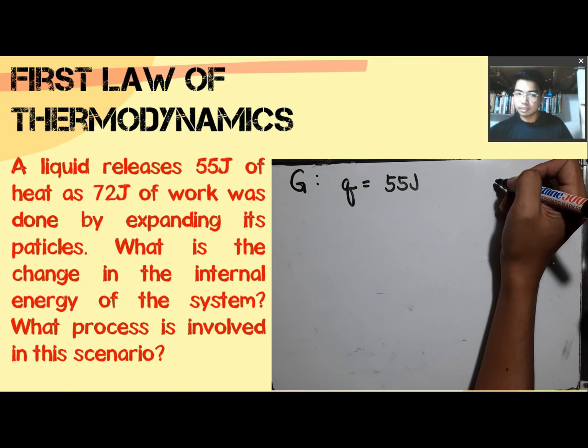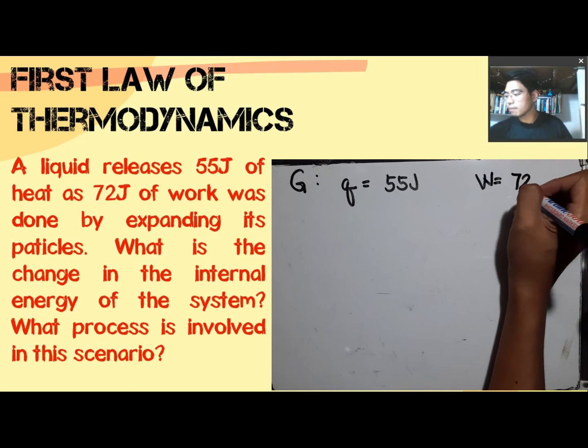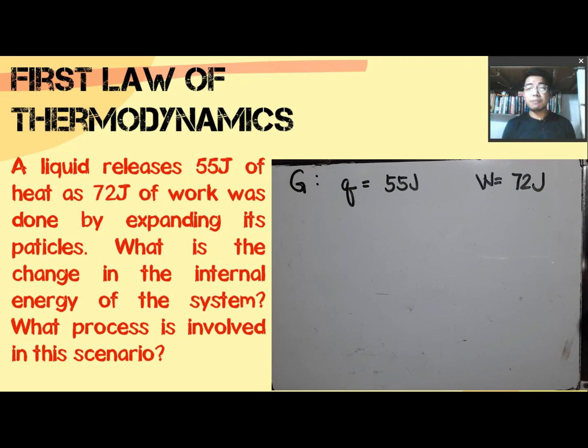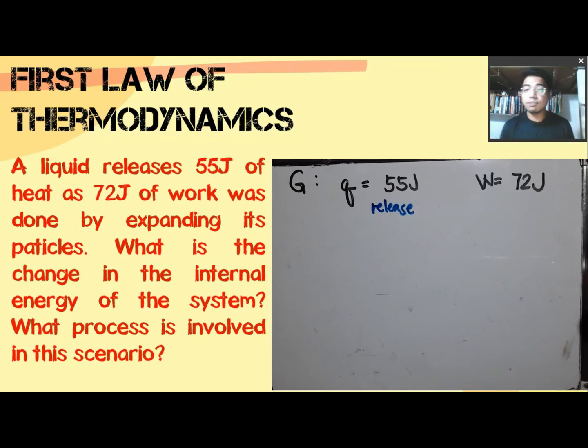while work is equivalent to 72 joules. Now, if you're going to utilize the cheat sheet related to the different keywords, we're now going to consider if the heat and the work are either positive or negative integers. From the problem itself, it states that a liquid releases 55 joules of heat. Our keyword is release. So the value of heat is basically negative since heat is released. Then the second variable states that 72 joules of work was done by expanding.